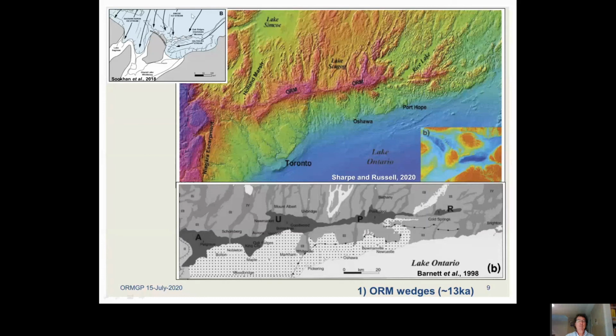So the maximum extent 20,000 years ago would have been glaciers down into the States, then we back off a bit and we're talking about a couple of lobes that meet or close to meet along the moraine ridge. So we're looking at, in the east, the Rice Lake wedge, the Pontypool wedge, the Uxbridge wedge, and the Albion wedge.